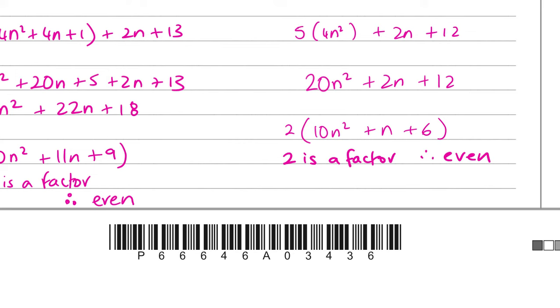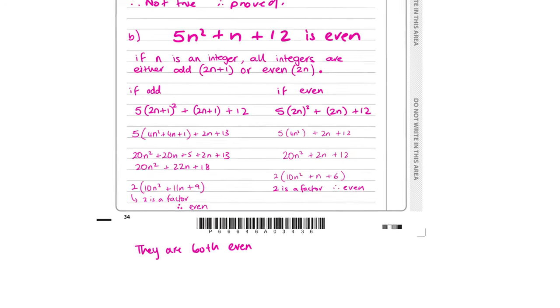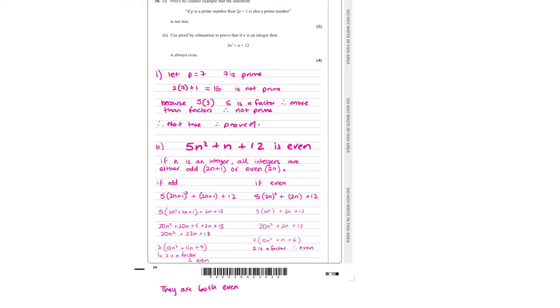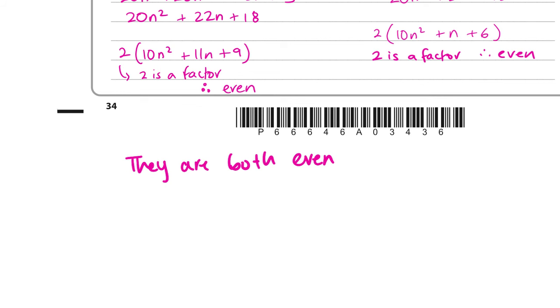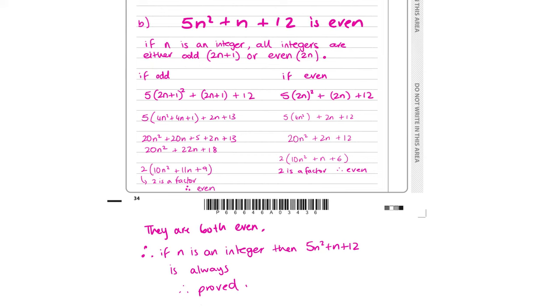Now, what you then have to do is say a statement along the lines of: yes, they are both even. Okay. And then we're just going to reframe the sentence. Okay. So they are both even. Therefore, if n is an integer, then 5n squared plus n plus 12 is always even. Therefore, proved. Okay, so you can see we've now done everything possible. Okay? Perfect.